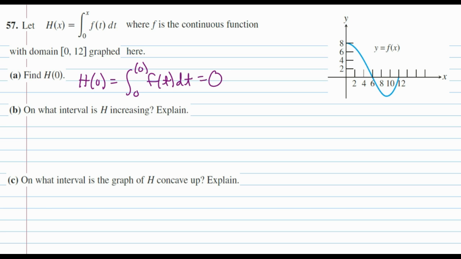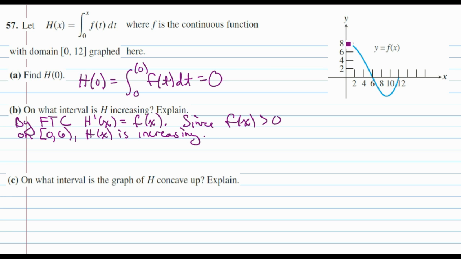Part B, on what interval is h increasing? All right, well, h is increasing where h's derivative would be positive. So I need to now use the fundamental theorem of calculus to state that f is the derivative of h. By the fundamental theorem of calculus, the derivative of h is f of x. So since f of x is positive on the interval 0, and I included that because at 0 the value is 8 here on f of x, so from 0 to 6, h of x would be increasing there.